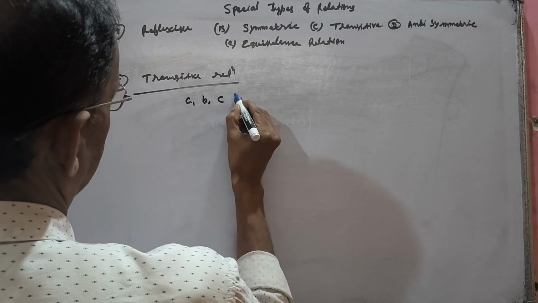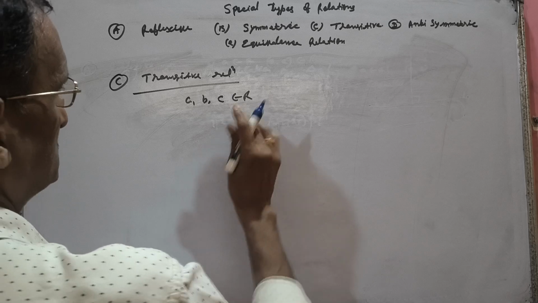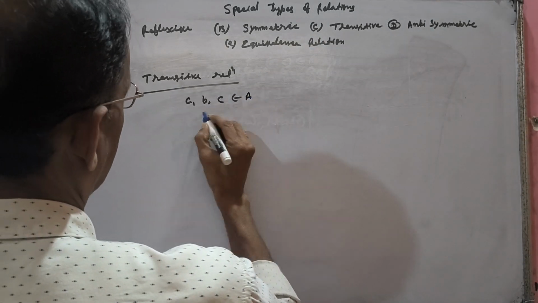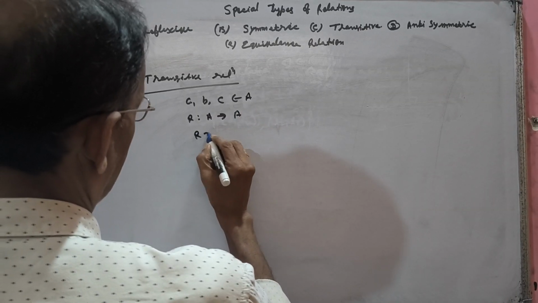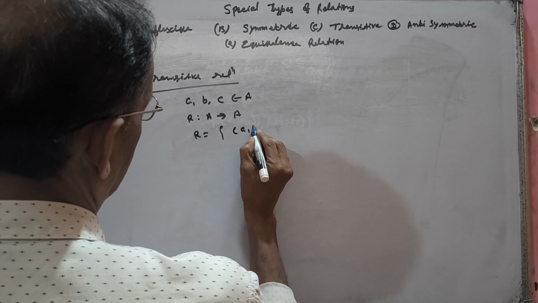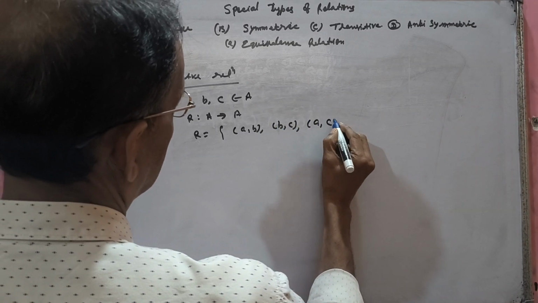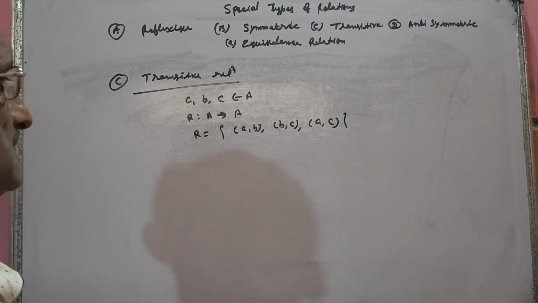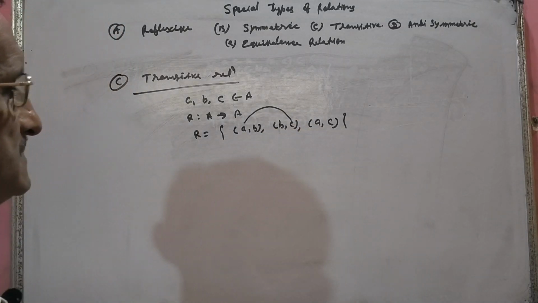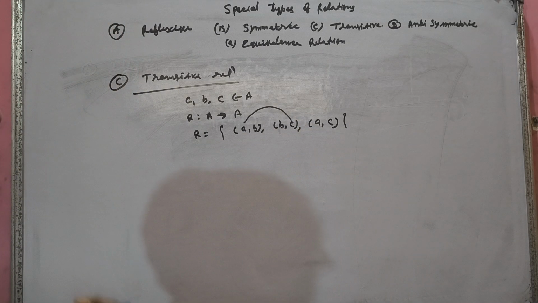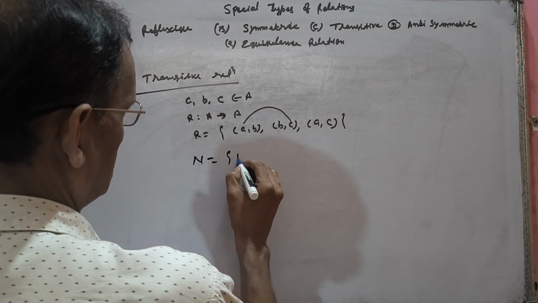For A, B, C belonging to A, and R is a relation from A to A. Suppose (A, B) belongs to R and (B, C) belongs to R, then (A, C) also belongs to R. If (A, B) is here and (B, C) is here, then (A, C) should be here. Then it is called transitivity. Understood?